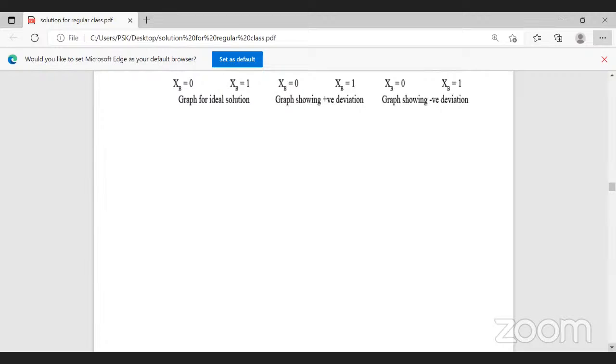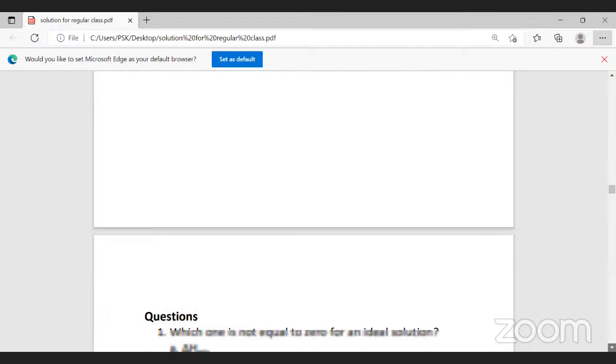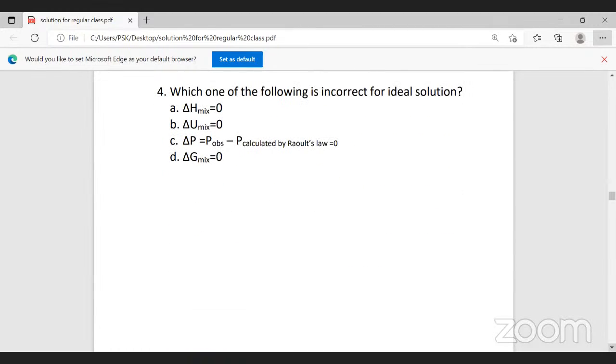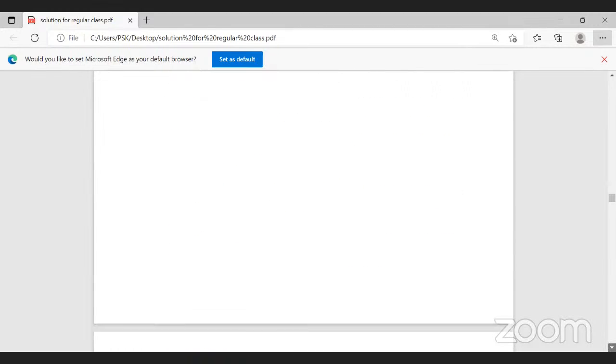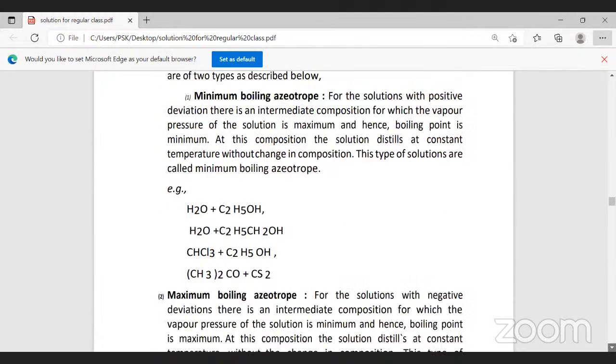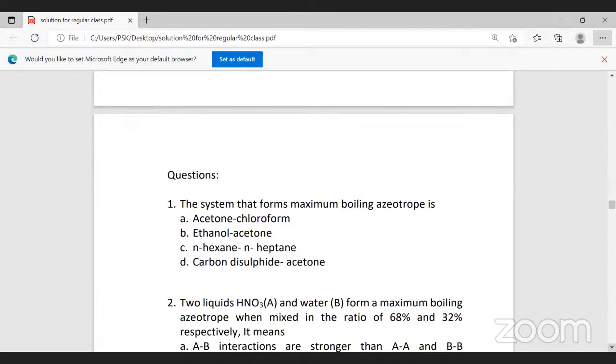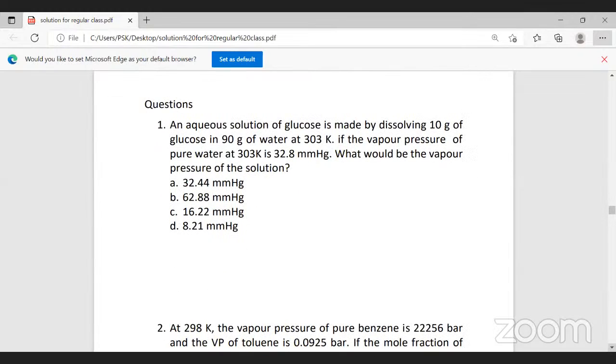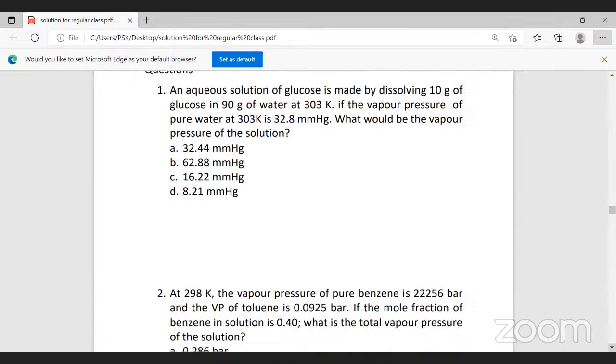And we did a few questions yesterday based on azeotropic mixtures, and on non-ideal solutions showing positive deviation or negative deviation. We also learned something called an azeotropic mixture, or constant boiling mixture. Some examples we learned yesterday. Now we'll continue with a few questions based on lowering of vapor pressure, or the concept of vapor pressure. These are slightly longer questions which will be asked in competitive exams. The time allotted will be minimal, so you need to practice.